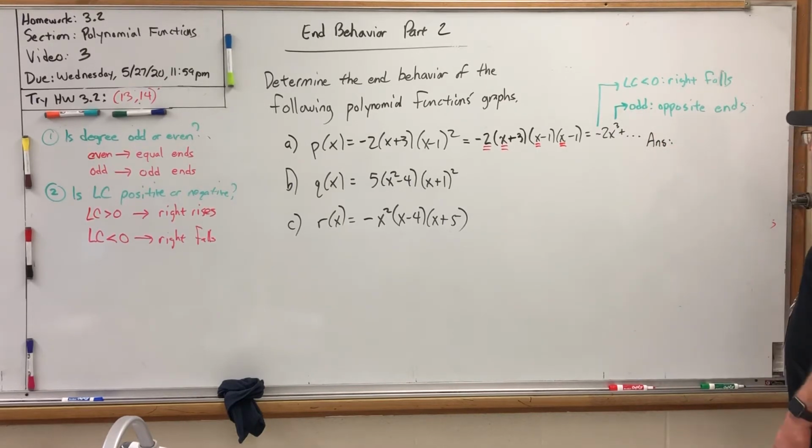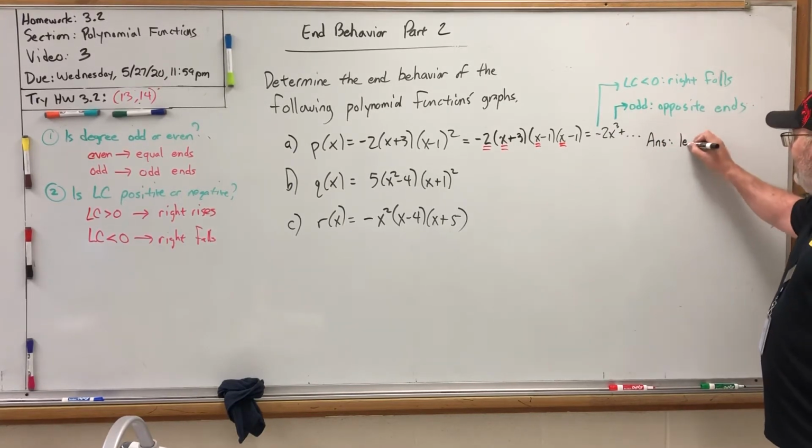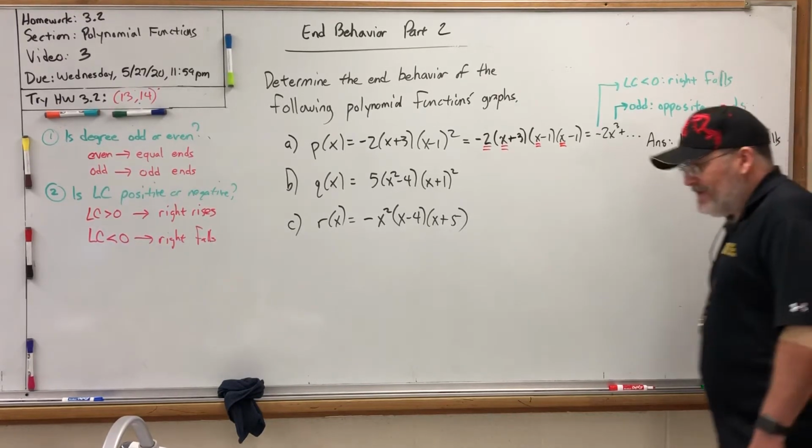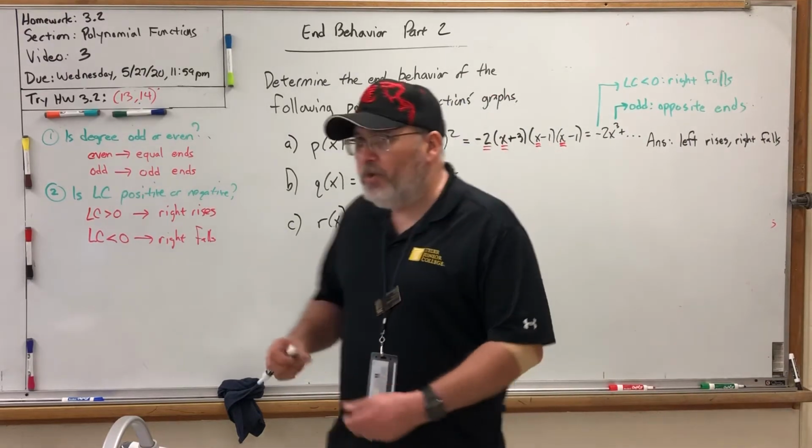If the right falls and the ends are opposite, what does the left do? Well, if it's opposite, then the left rises. And we already said that the right falls. So it's actually not difficult to find the end behavior of a factored polynomial function.